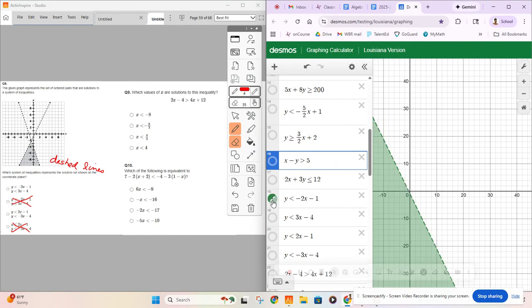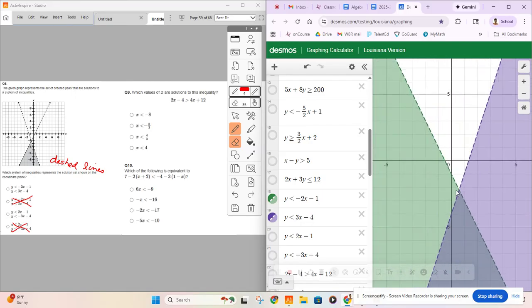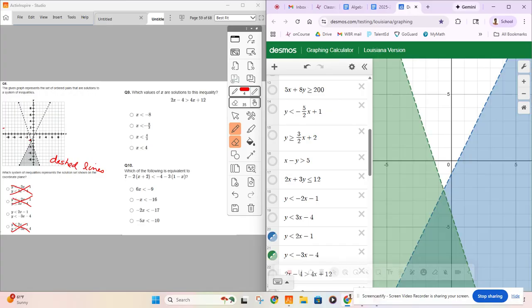So for option A, does this look like the solution? No. I want you to notice that my lines are intersecting at a positive x, and in my picture, these lines are intersecting at a negative x. So it can't be this first one. If I check the second one, I see that it is now moved over to that negative section, just like this picture in this graph, so that is the correct answer.